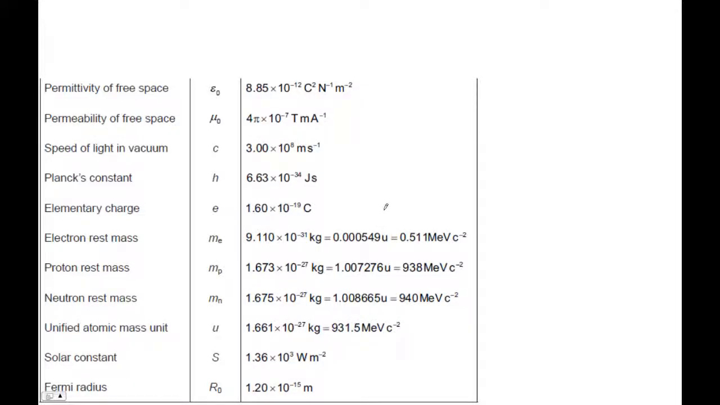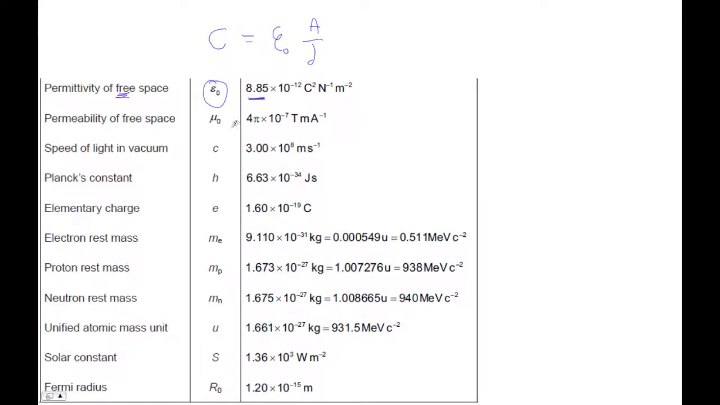All right, let's look at some more constants. This is the permittivity of free space. You will probably almost never use that. Capacitance is epsilon naught times area over d for an air gap capacitor. So that's free space. If you fill that with plastic, plastic will have a higher permittivity.